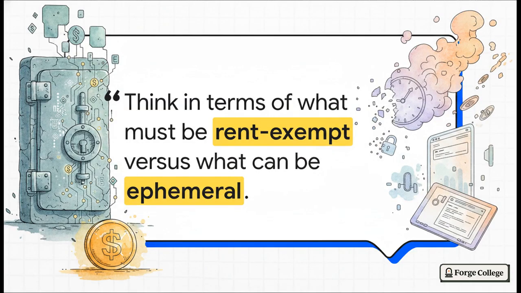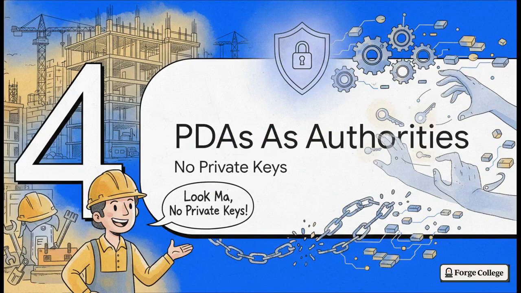As we design these routing systems, I really want you to internalize this quote straight from the source material. It says, think in terms of what must be rent-exempt and always present versus what can be ephemeral or recreated. Seriously, this is our golden engineering rule here. Think about temporary escrow accounts during a complex token swap. Those are ephemeral, right? Just let them vanish when the job is done. But the core supply rules and decimal precision for a token, those must be always present. Secure them safely.